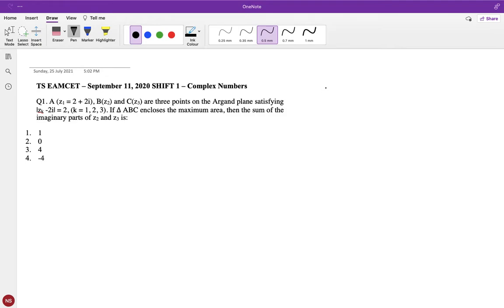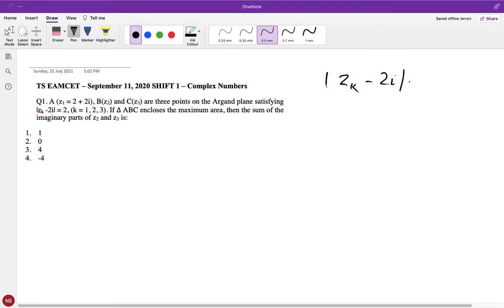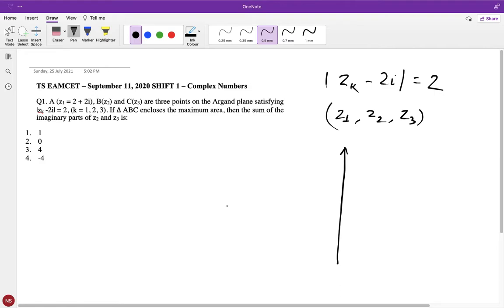So the first question is: A, B and C are 3 points lying on the Argand plane which satisfy |z_k - 2i| = 2 for the 3 points Z1, Z2 and Z3. We know that this is the equation of a circle, right? When you draw a circle on the complex plane, this is the equation for that.